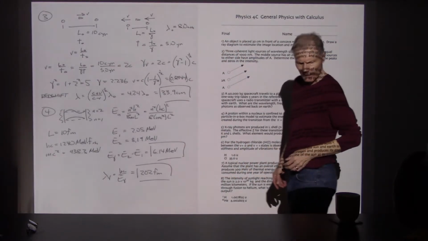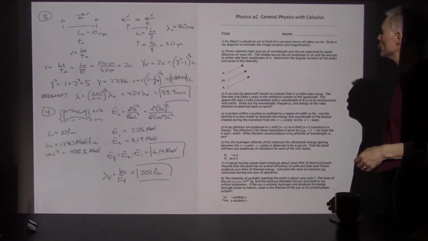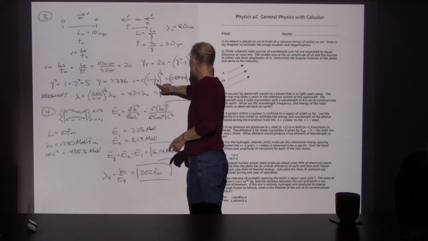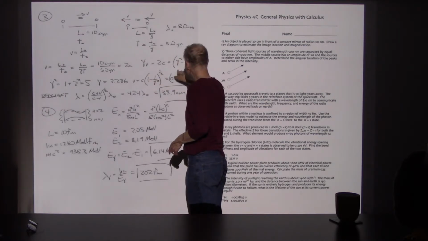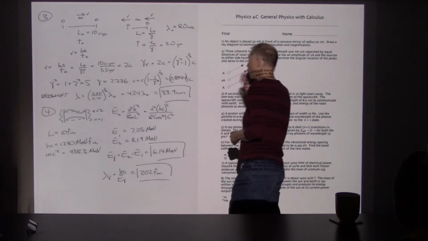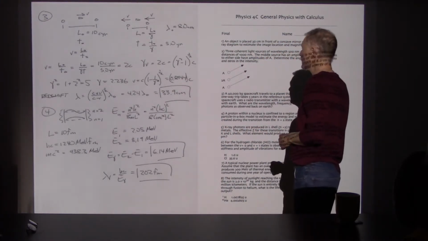I need to travel at a gamma of 2.236. Now here is the formula for V in terms of gamma. And I am using that again. I used it once here to get to this formula. Now I'm plugging it back in. I'm getting 0.8944 C. So that's how fast we need to travel.